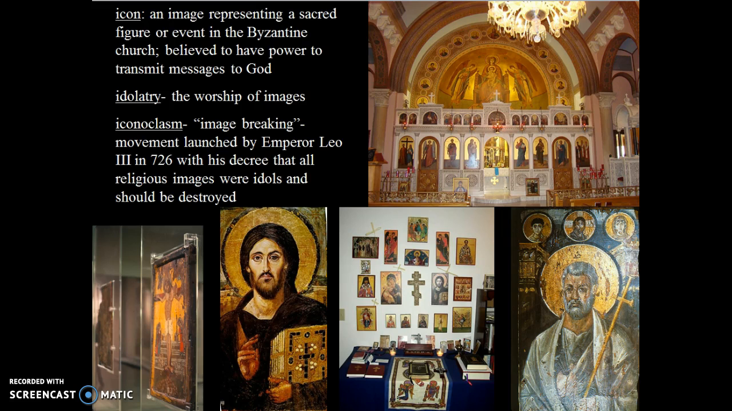Now, most early icons were destroyed in the 8th century. The destruction of icons during this period was known as iconoclasm. Iconoclasm was launched by Emperor Leo III in 726, and he decreed that all religious images were idols and should be destroyed. The city of Constantinople had actually been invaded right before this, and the city almost fell.